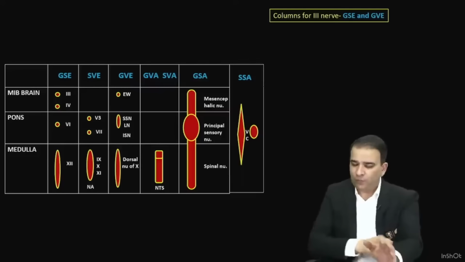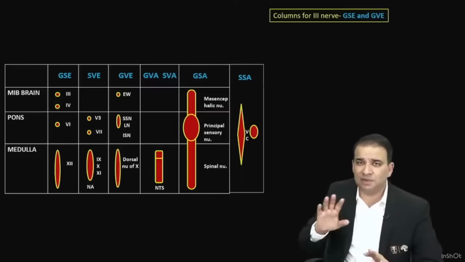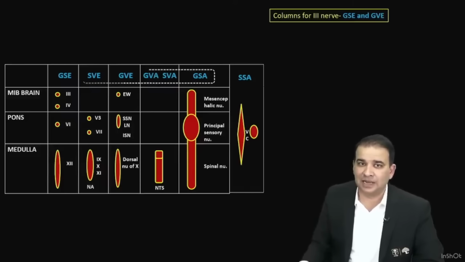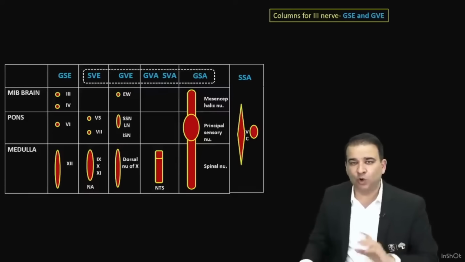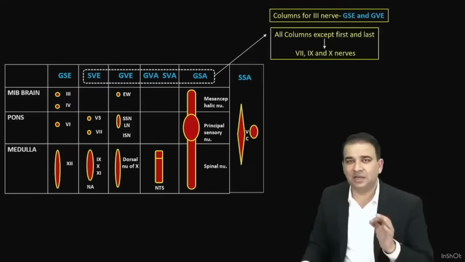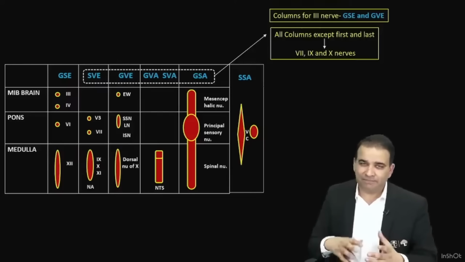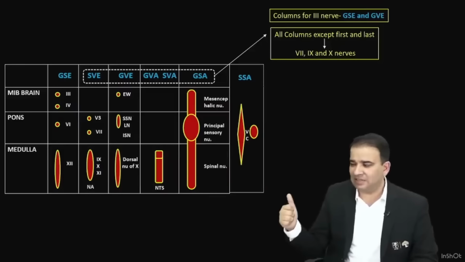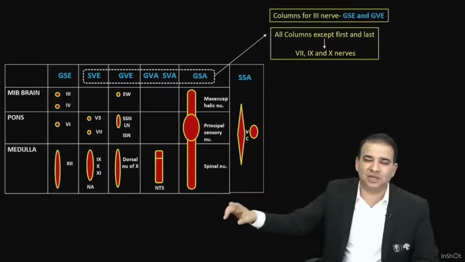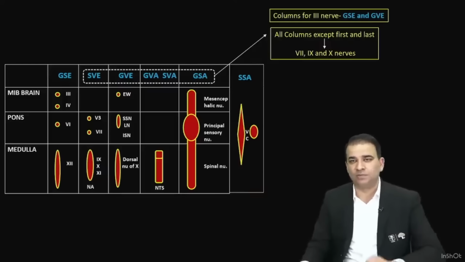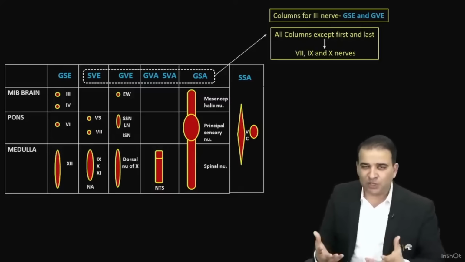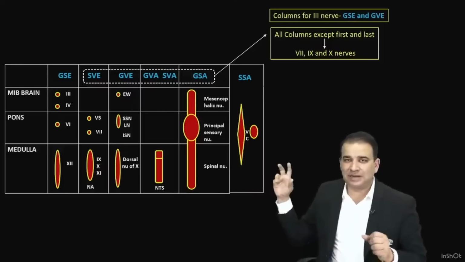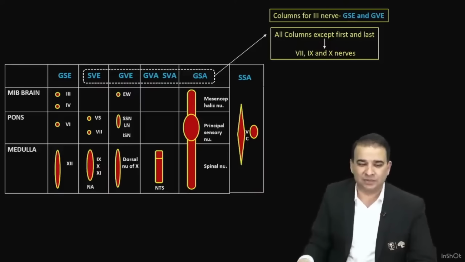7th, 9th and 10th nerve, well, nice and easy guys. You don't have to use much thought here. 7th, 9th and 10th nerves are related to all columns except the first and last. Leave out the first one, leave out the last one. All the columns are related to the 7th, 9th and 10th nerve. Now what is the reason for that, you don't have to go into that here. This is not the time to understand why this column is related to the nerve. Now just remember that the 7th, 9th and 10th nerves are related to all the columns except the first one and the last one. If the question is asked which of the following columns is not related to the 7th nerve, you have to choose either GSE or SSA. So you just have to keep the two columns which are not there. All the rest are inside it.